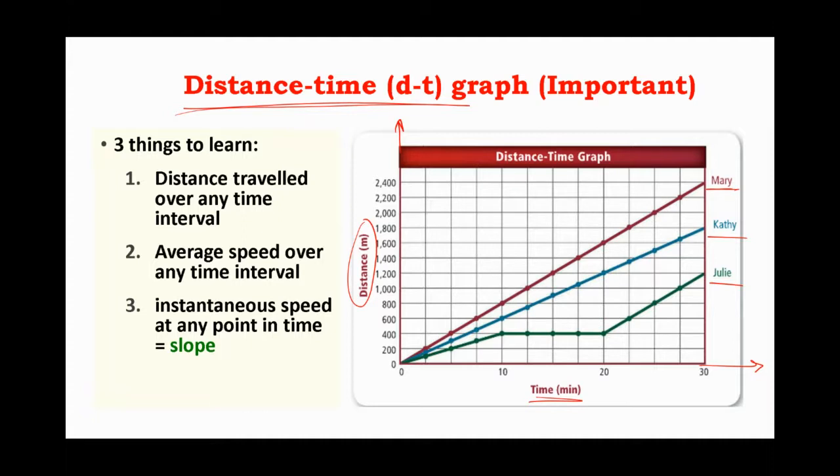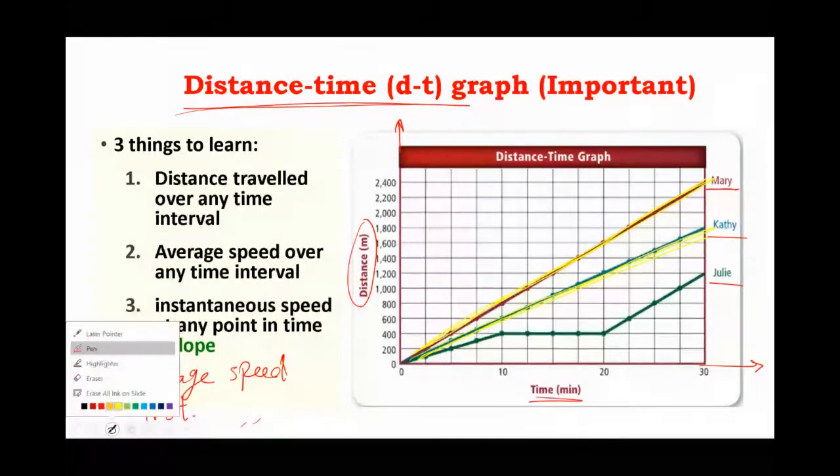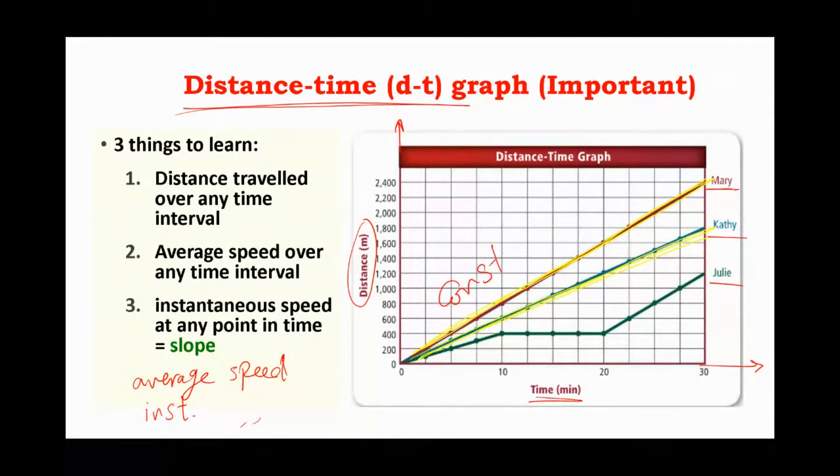From this graph, we can find the average speed of each runner, and also the instantaneous speed of each runner. If you find the graph to be one straight line, like the case of Mary, or Kathy, that means they move with a constant speed, سرعة ثابتة. Their speed does not change. And if the speed does not change, the average speed and the instantaneous speed are the same. There is no meaning of average speed here, so we can call it just speed.